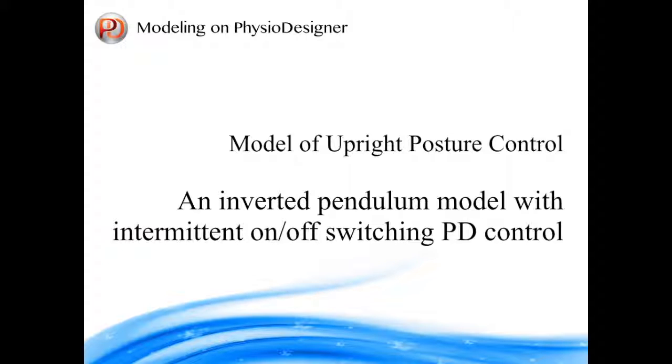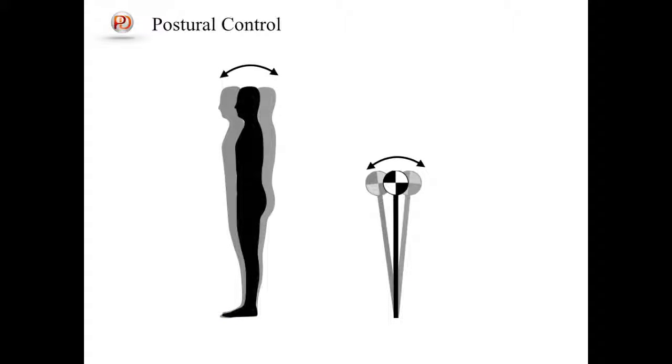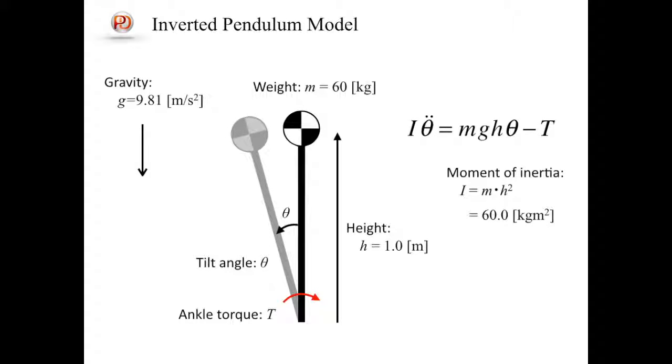Let's begin. We were considering the control mechanism of the human quiet standing posture by modeling the human body with an inverted pendulum. Important variables and parameters in the model are shown here. Theta is the tilt angle. Assume that the height to the center of mass is 1 meter, and weight is 60 kilograms. The gravity is 9.81 meter per second square, and T is the ankle torque.